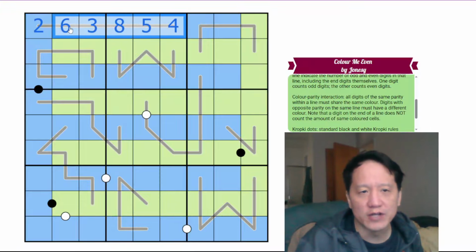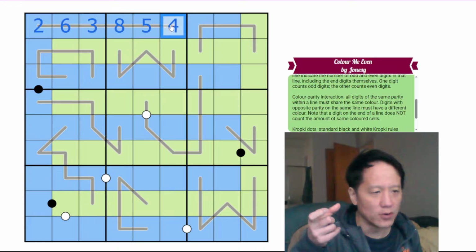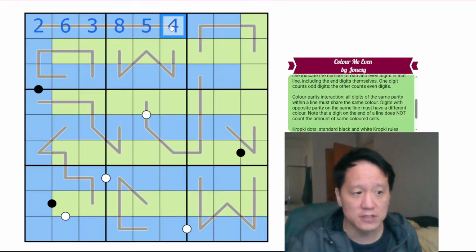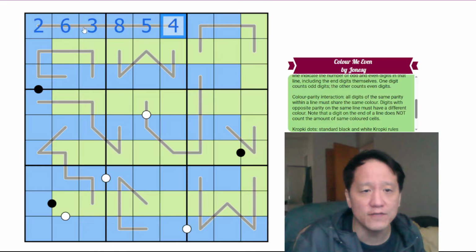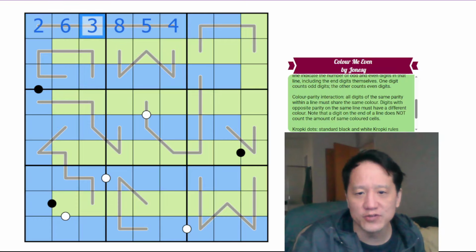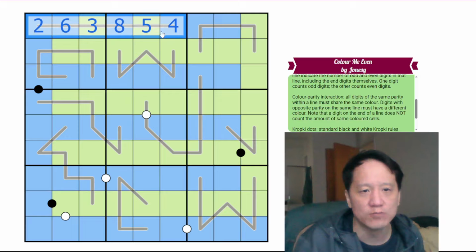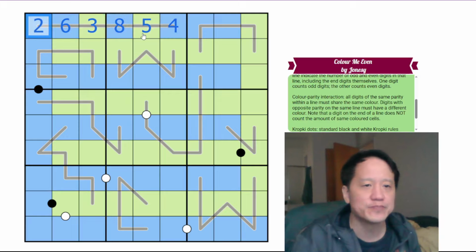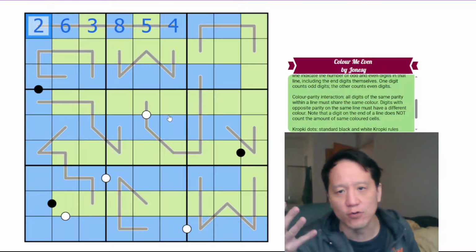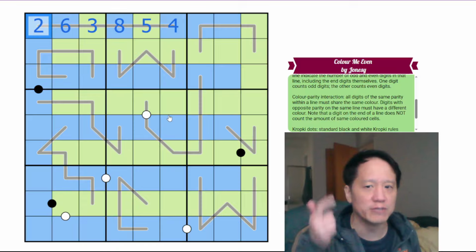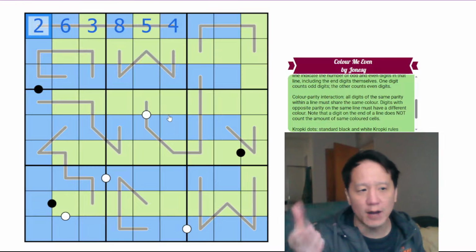Right. Okay. So that's basically noting that on these lines, the numbers count the number of odd and even digits. Obviously, if you have both of these be even on the end, then the 2 would, assuming this was correct, be an example of how the color parity interaction would work correctly, right? Because 2, 6, 8, and 4 are the same parity and they share the same color. And the digits of the opposite parity, 3 and 5, are a different color, right?